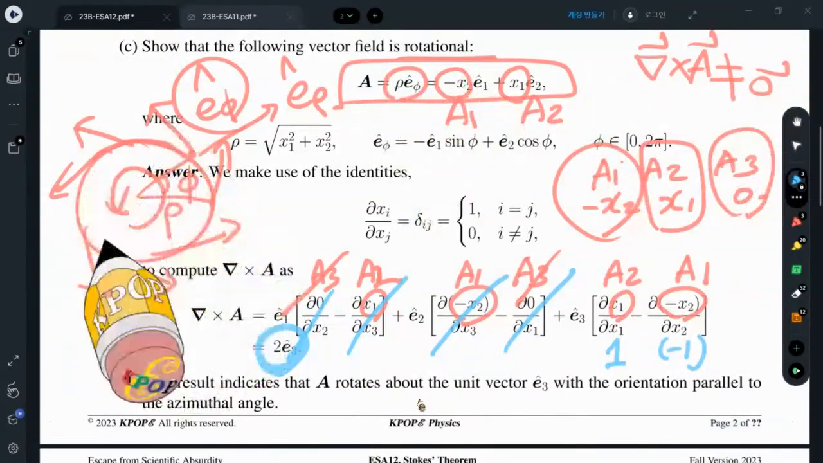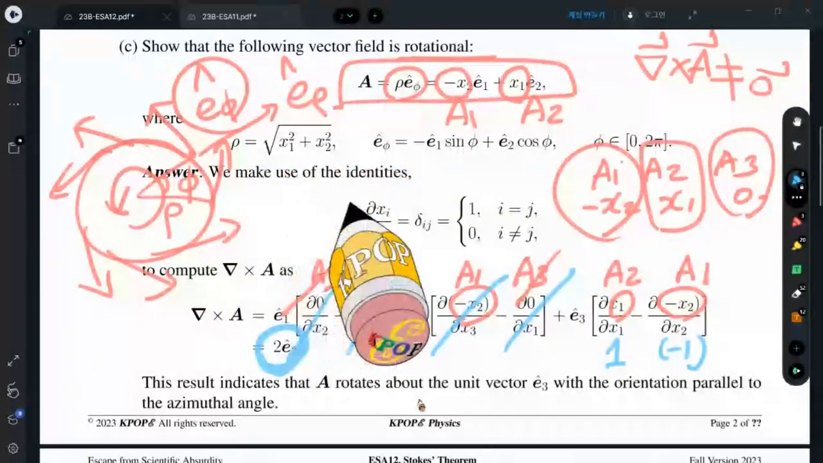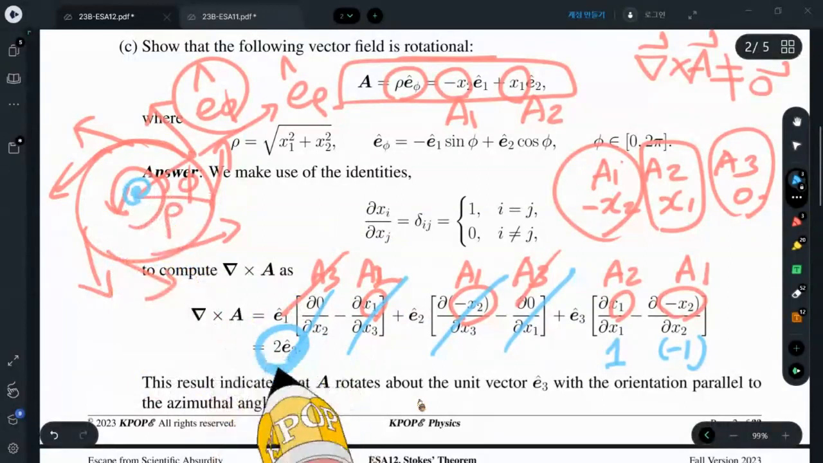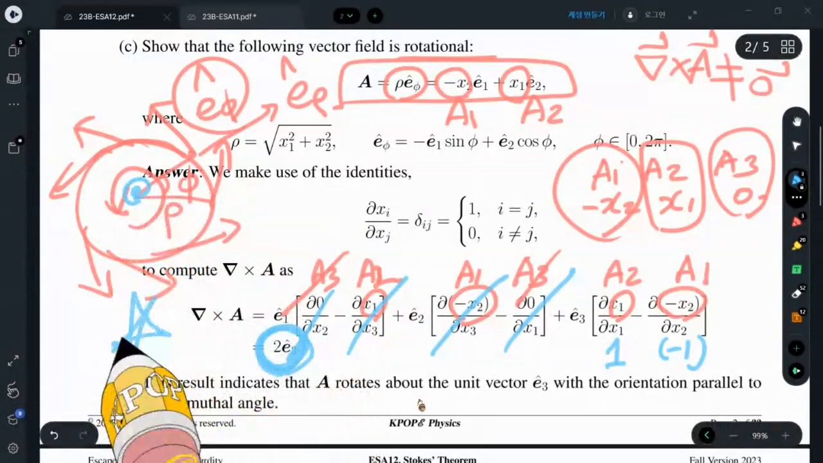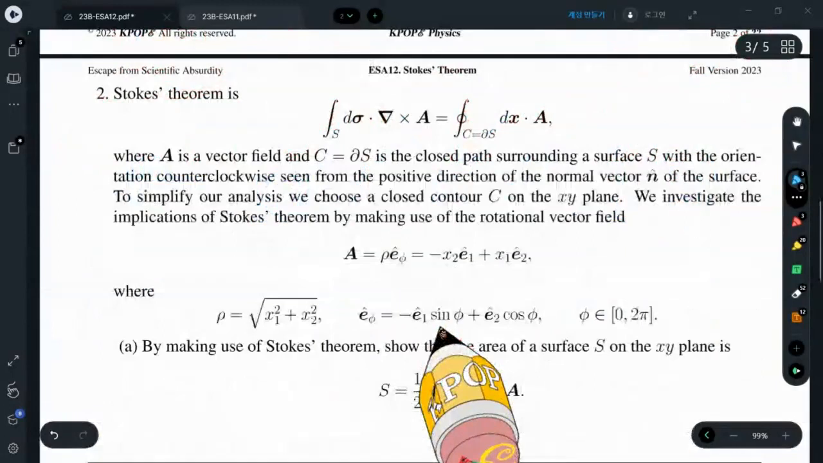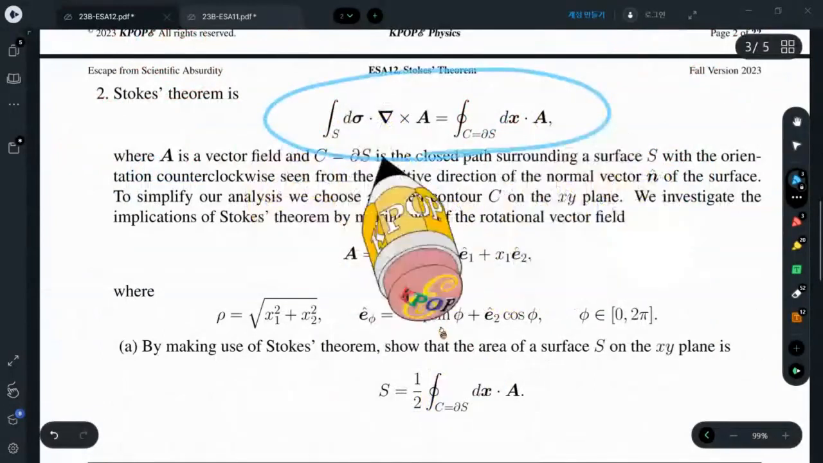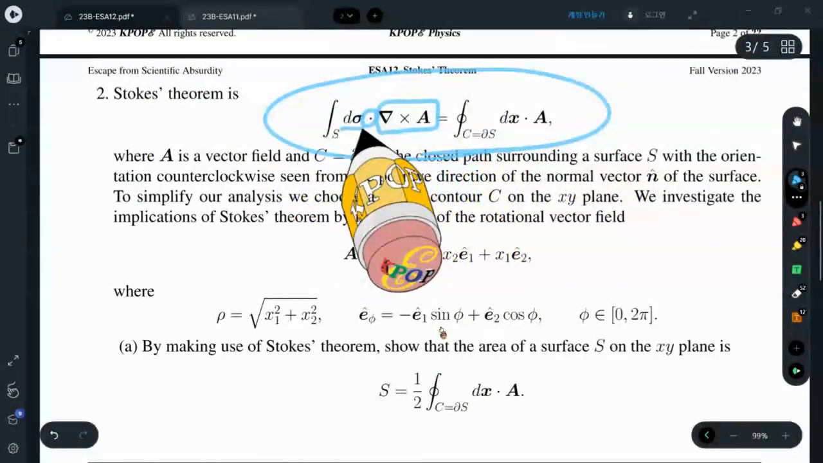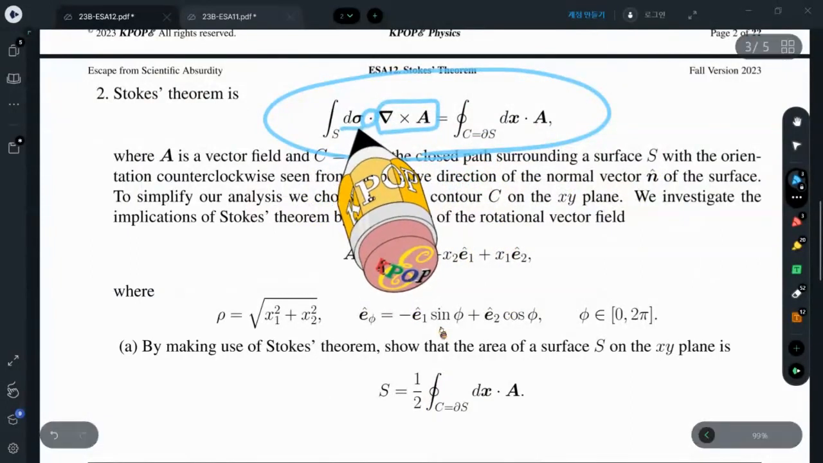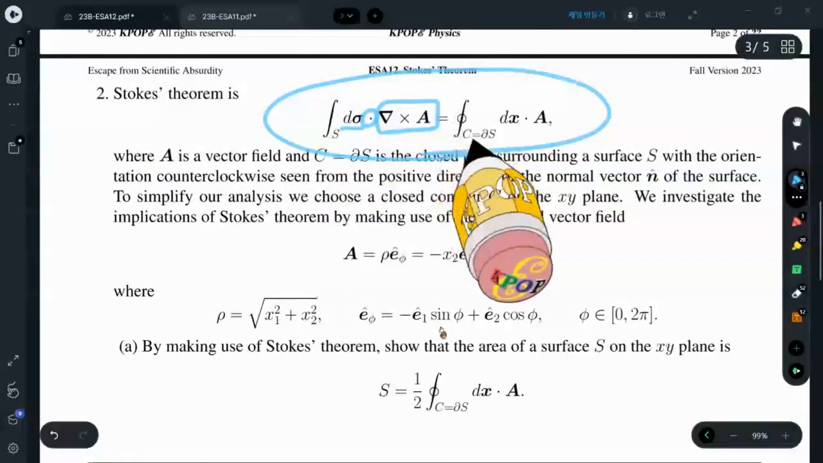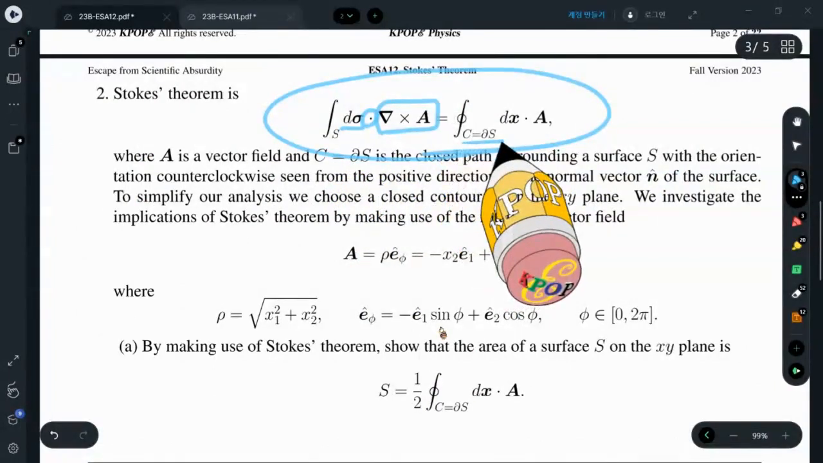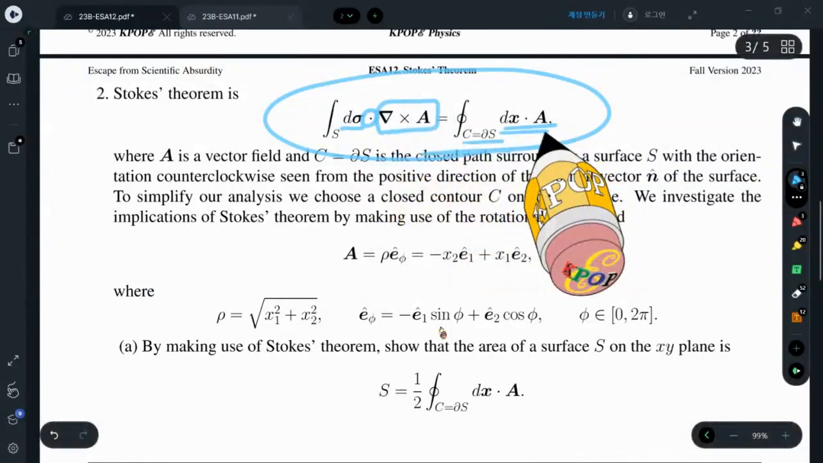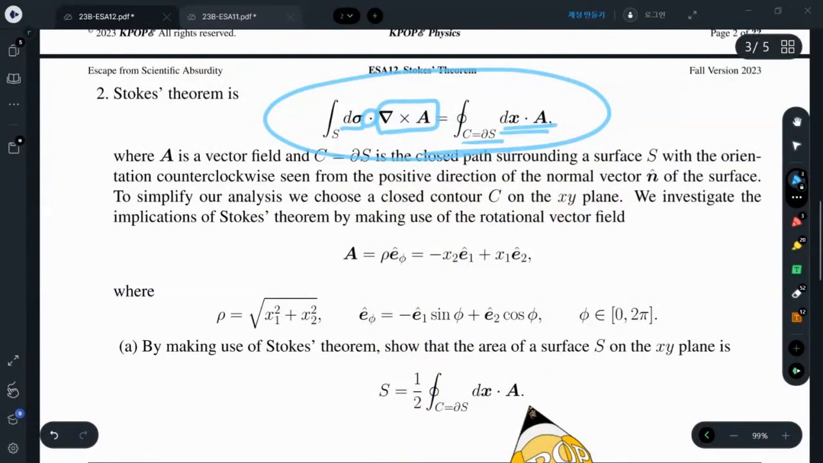The curl of a rotating vector, the curl of e phi, will give the normal vector times 2. This is very important. Stokes' theorem: the curl scalar product surface integral is always expressed in terms of a closed path integral without derivative. This is Stokes' theorem.